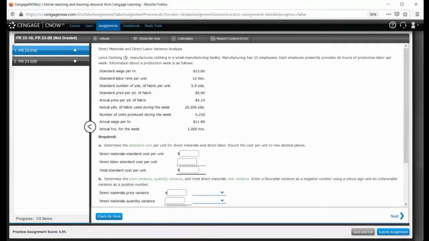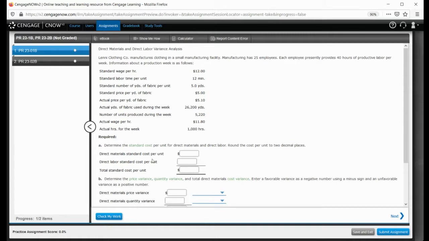We're going to look at what actually happened, and we're going to compare it to what we think should have happened. So we're comparing it really to the budgets. And so in this particular problem, we're going to be looking at just direct materials and direct labor variances today. I'm going to save the factory overhead variances for another session. So we're going to try to keep this as simple as we possibly can.